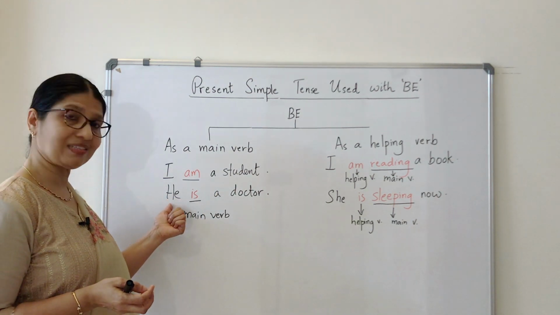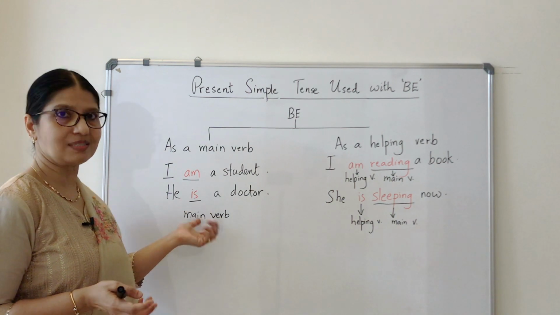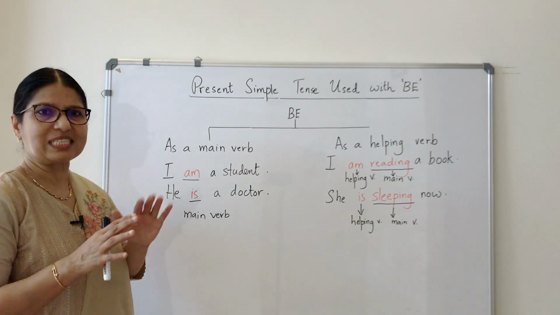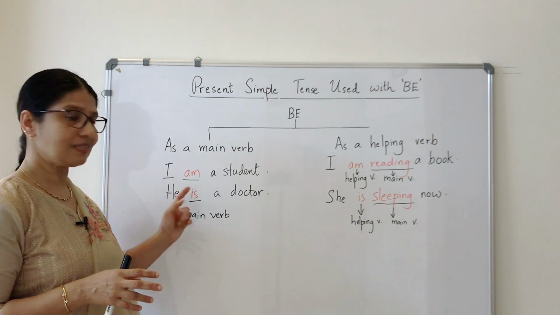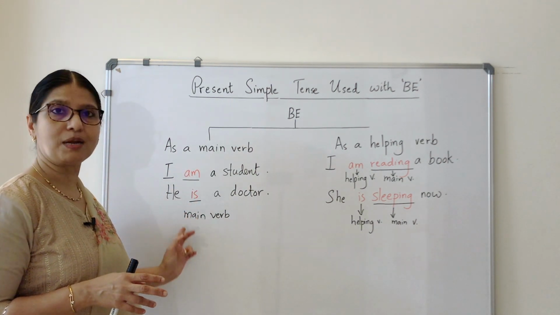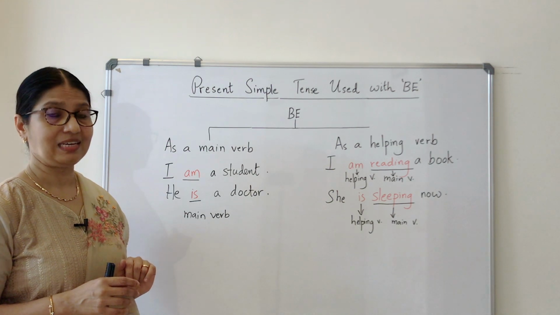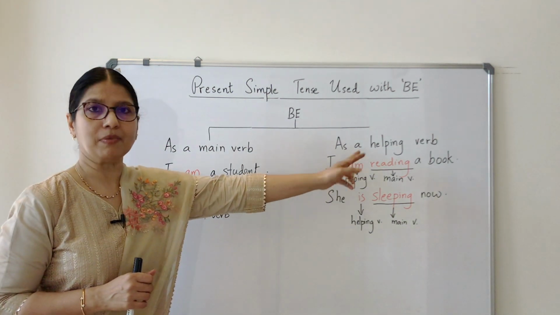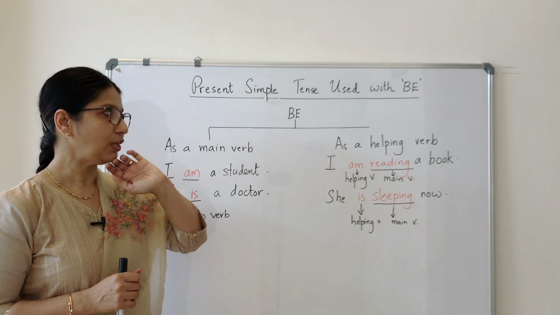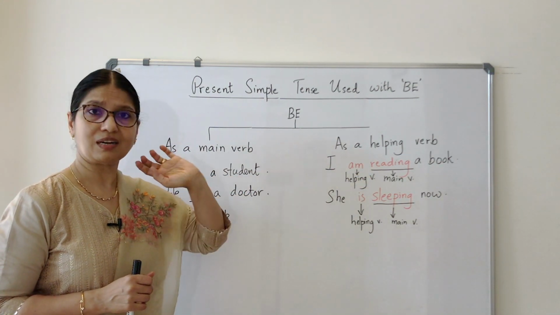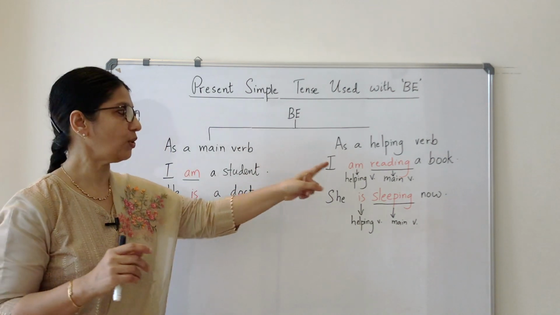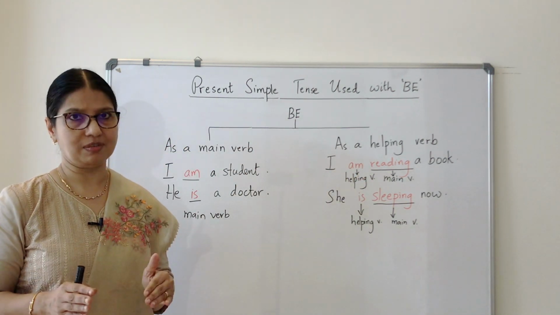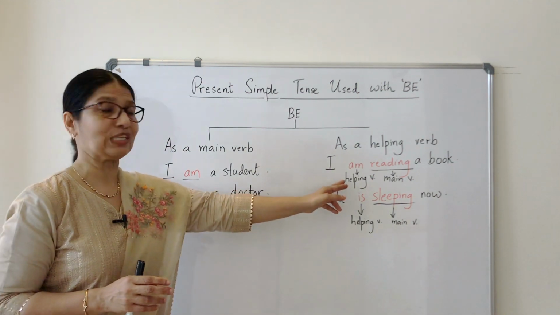In the next sentence, you have he is a doctor. So here we have he as a subject and is the verb. You don't find any other verb here. So it's clear that in these sentences, am and is are main verbs. Now let's look at another pair of sentences. Here you have I am reading a book. Do you find any verb there? Yes, you find two words. You have am and reading. Reading is the main verb and am is actually the helping verb.